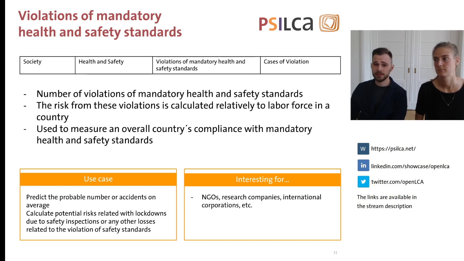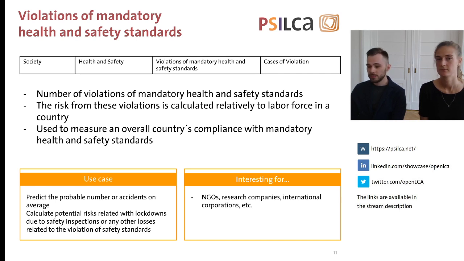As I said, we'll be talking in detail about some of the indicators. So the first one is violation of mandatory health and safety standards. As I said, the indicator is a ratio between the number of accidents and the total number of workers in the country. The major idea was to relate it to sectors, let's say the textile industry, maybe the mining industry. However, there was no fitting information to realize the indicator in the way we planned, so we just stuck to the idea of the ratio in respect to the total number of workers, because the information is quite open and available for almost every country. So the risk could be used to measure overall compliance with mandatory health and safety standards, and it might be an indicator for predicting the number of accidents on average.